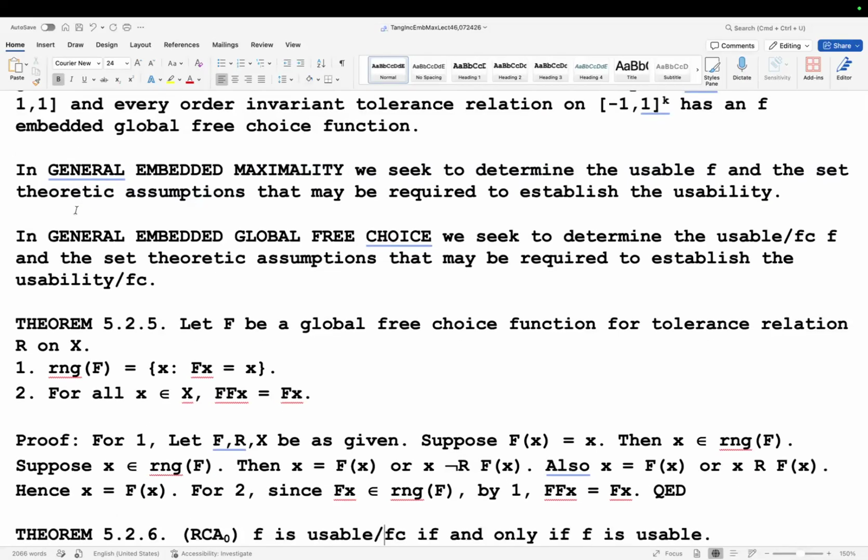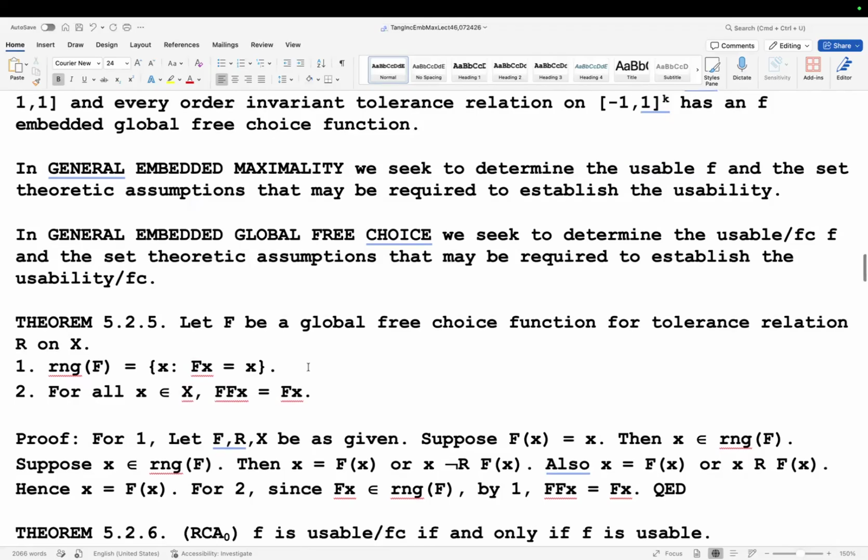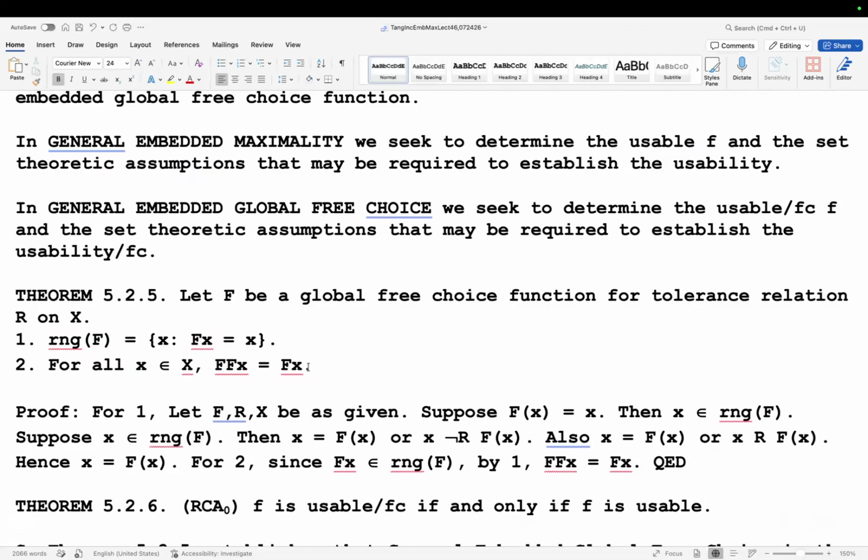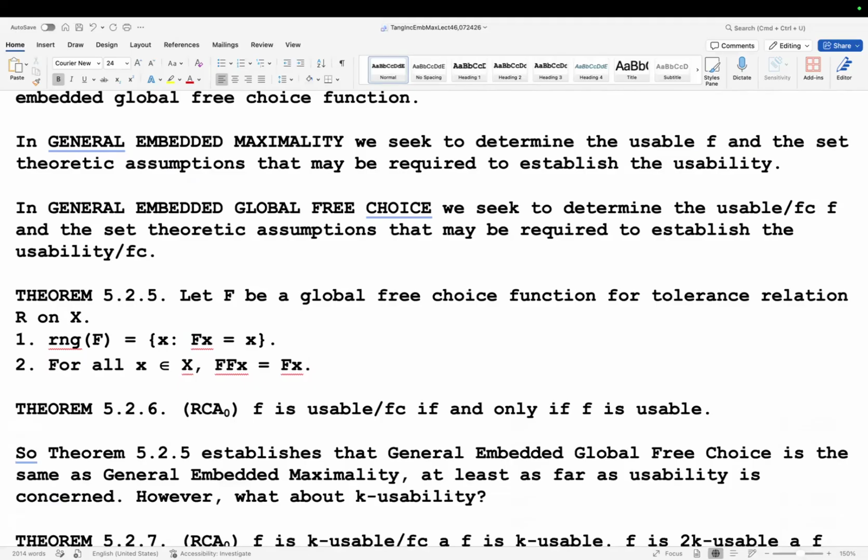Now, in order for me to show that these subjects are equivalent, or more or less equivalent, I need a lemma that comes up, which is a nice lemma to know on its own. If F is a global free choice function for a tolerance relation, then it's idempotent. In other words, F of F of X equals F of X. These two facts are equivalent. To say that it's idempotent is the same as saying this. I proved that, a nice, pretty proof that global free choice functions are idempotent.